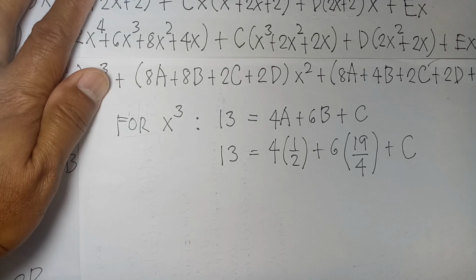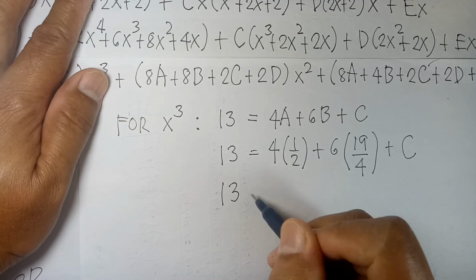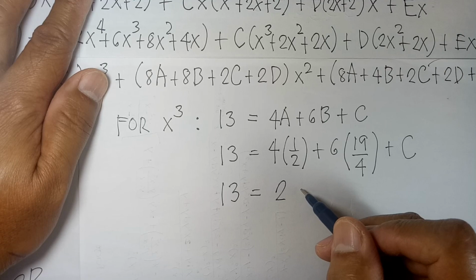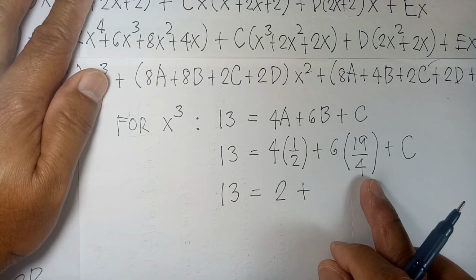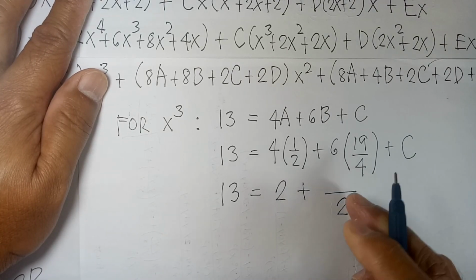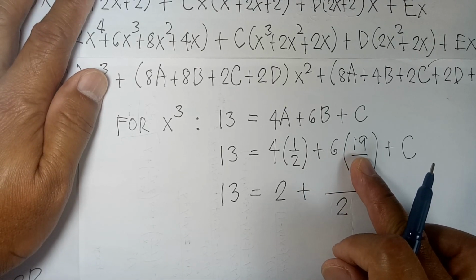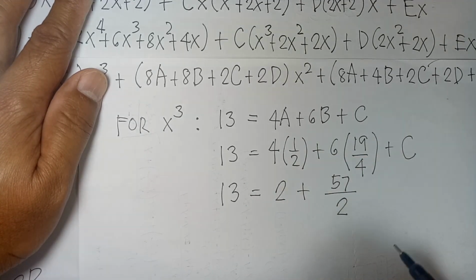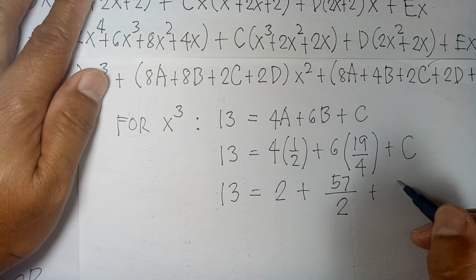So kakaroon tayo ng 13. 4 times 1/2 ay 2 and then plus. So 6/4 is 3/2. So over 2. And then 3 times 19 ay 57. So 57/2 and then plus c. Okay?